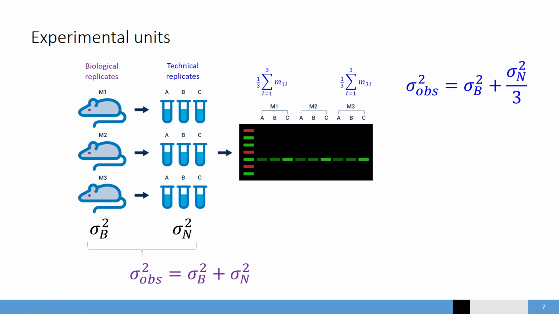One is the variability between animals. This is called the biological variance. It is the variability simply because not all individuals respond in the same way. So let us refer to it as sigma squared b. This is the biological variance.